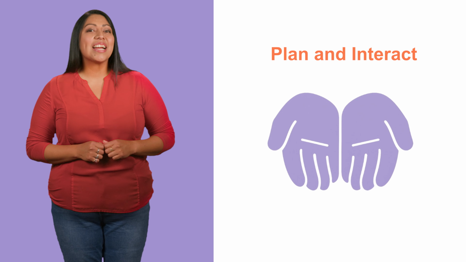Last time we shared that the goal of the program is to support child language and communication through the plan and interact, watch, respond, and reflect approach. This approach helps create opportunities for children to use communication and for caregivers to notice communication and respond. The first step is to plan and interact.